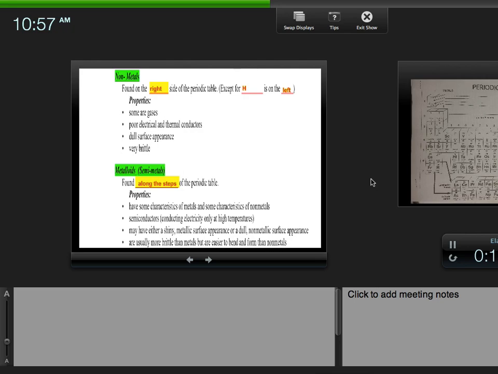So they have some characteristics of metals and some characteristics of nonmetals. So they may be shiny, but brittle. They may be shiny, but not a good conductor of electricity. Or they may not be shiny and be a good conductor of electricity. Well, give me an element that would be a metalloid. Looking at your periodic table, Janie.